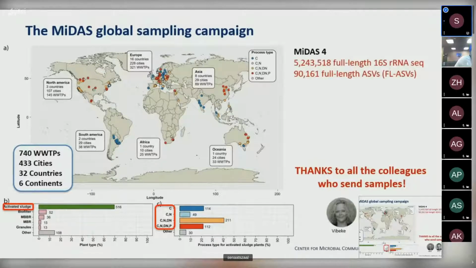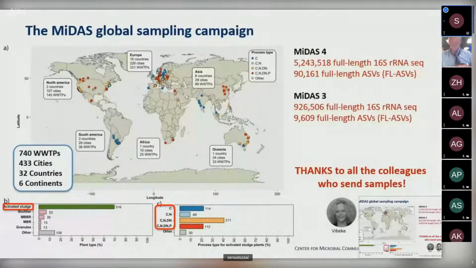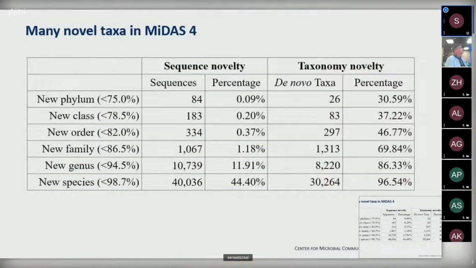In the MiDAS 4 database that we generated, we had more than 5 million full-length 16S rRNA sequences, and that was translated into more than 90,000 full-length amplicon sequence variants. In comparison, the MiDAS 3 database was made up of nearly 1 million full-length 16S rRNA sequences, but we were only able to resolve them into 9,600 full-length amplicon sequence variants. And that's because we also improved the error rate of these sequences, which allows us to recover more of these amplicon sequence variants.